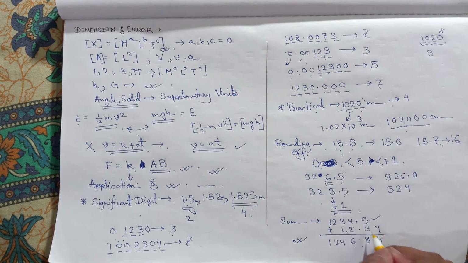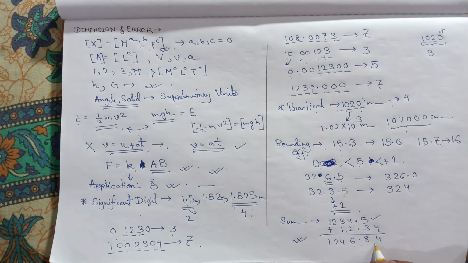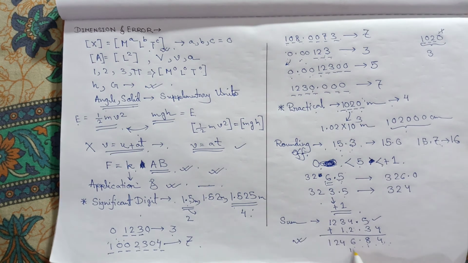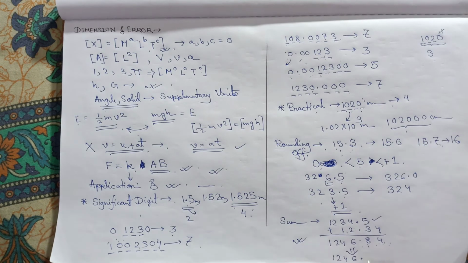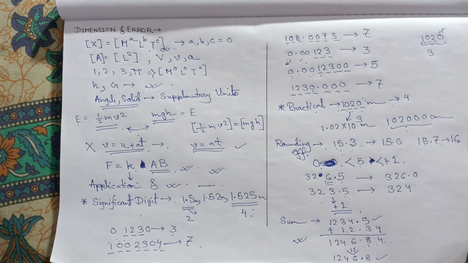So here there is 1 decimal place, there 2 decimal places, and the answer has 2 decimal places, so we have to make it 1 decimal place. To make it 1 decimal place, we will round off. So here 4 is less than 5, so it will be rounded off and the answer is 1246.8. That will be the correct answer.